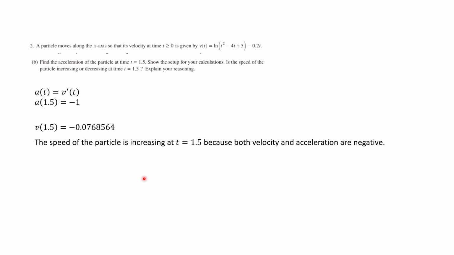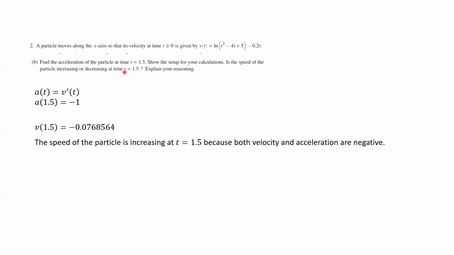Part B, find the acceleration of the particle at time t equals 1.5. Show the setup. Is the speed of the particle increasing or decreasing at time t equals 1.5? Explain. So acceleration is the derivative of velocity. You could find this by hand, it's actually not bad at all. But since you have a calculator, put this as y1, and then y2 is nDeriv of y1. And a of 1.5, if you plug it into the calculator, is -1. There are no units given here, so you don't need to put units.